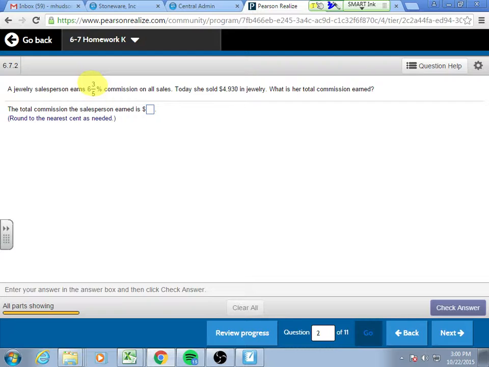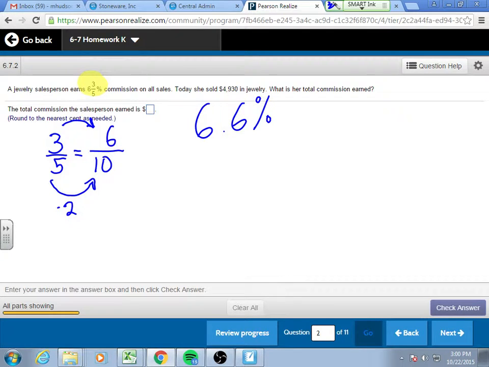So the first thing I want to do to this percent, we don't like fractions being involved in percents. So take your 3/5, that fraction. Remember, we want it over 10 or 100 or some power of 10. How do I go from 5 to 10? Times 2. So I have to do the same thing on top. This is really going to be 6 6/10%. Do we understand how I did that?